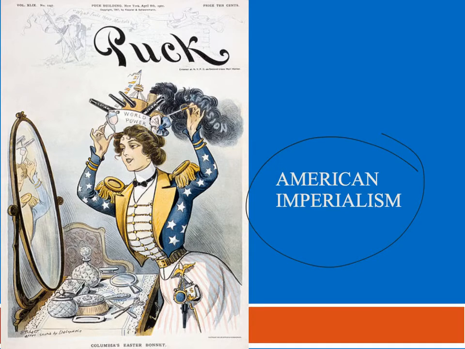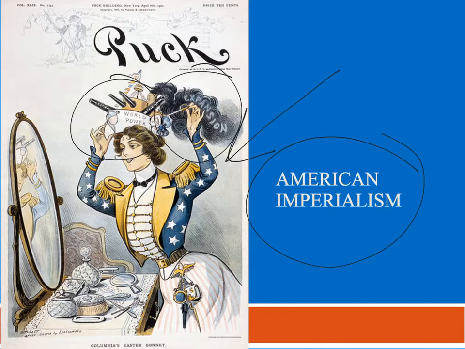So if you take a look at this picture here, this is Colombia. She's kind of the representation of the United States here. She's got her stars and her stripes, and she's trying on her new hat, her new bonnet here, and it says world power, and out here it says expansion. And she's looking at herself in the mirror, and she likes what she sees. And so this is going to be the United States growing in power after the Spanish-American War.